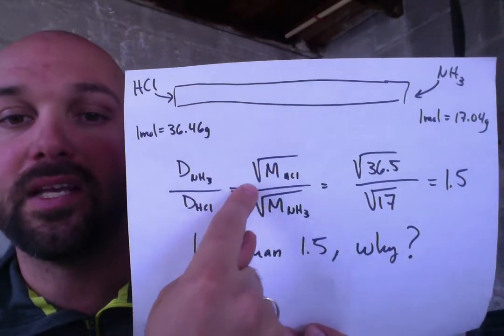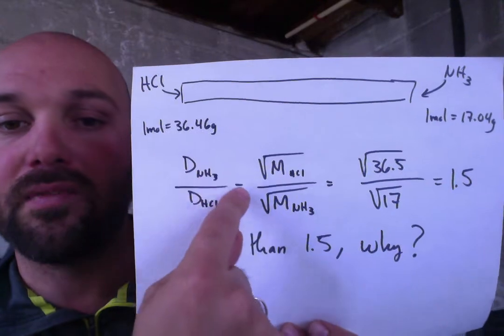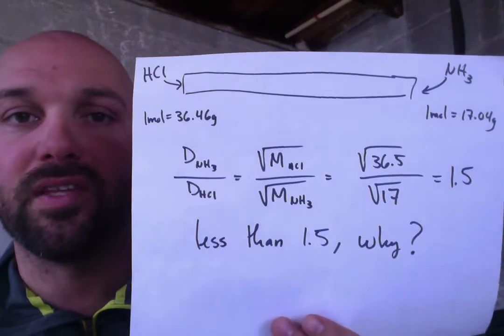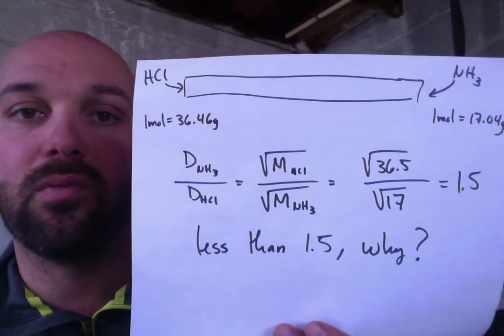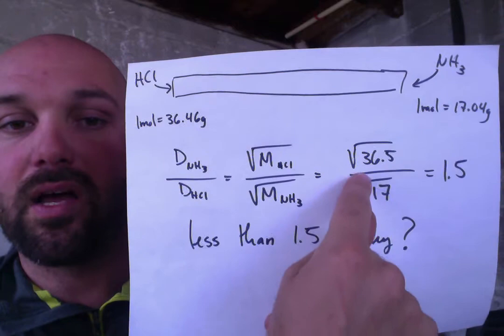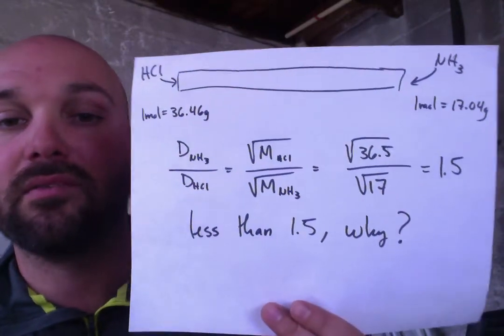So molar mass inverse. So molar mass of HCl goes on top, molar mass of NH3 goes on the bottom, but it's the square root. I'm not sure if I mentioned that, but it's the inverse molar mass in the square root. And then we get the 17 on the bottom, the 36.5 on top. We calculate that, and it comes out to 1.5.